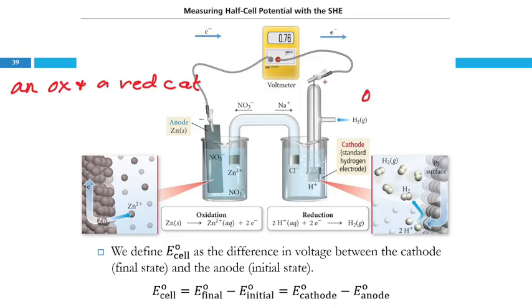So if this is 0, and we've got 0.76 volts is equal to, what's the potential for this one? This is the difference, 0.76. It's the final minus the initial. 0 minus E, what's E? Negative 0.76. So over here, this is negative 0.76 volts.